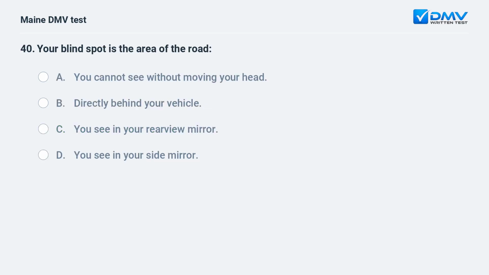Your blind spot is the area of the road: A. You cannot see without moving your head. B. Directly behind your vehicle. C. You see in your rearview mirror. D. You see in your side mirror.